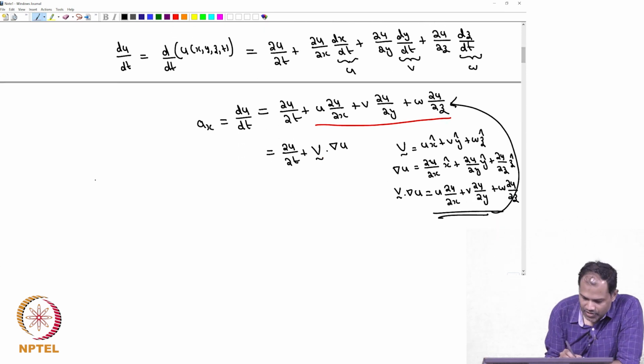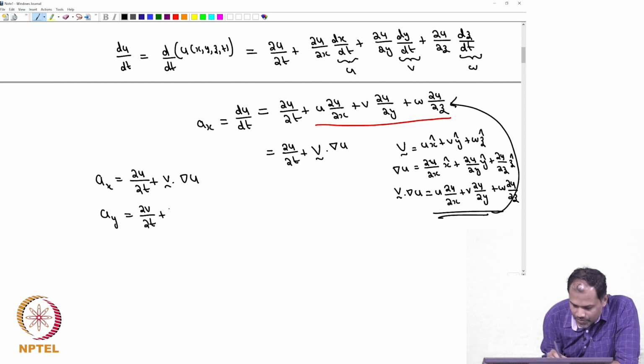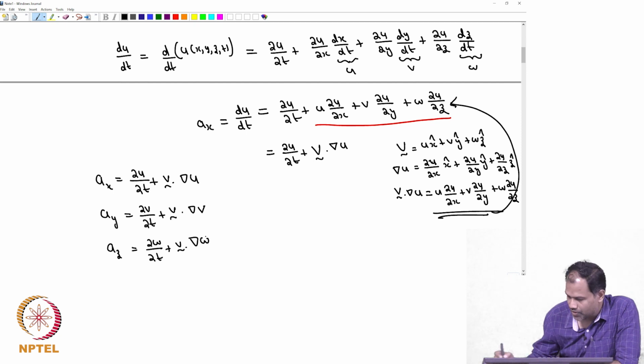In other words, we have gotten Ax is equal to ∂u/∂t plus V dot grad u. Similarly, you can calculate Ay to be ∂v/∂t plus V dot grad v, and Az is equal to ∂w/∂t plus V dot grad w.